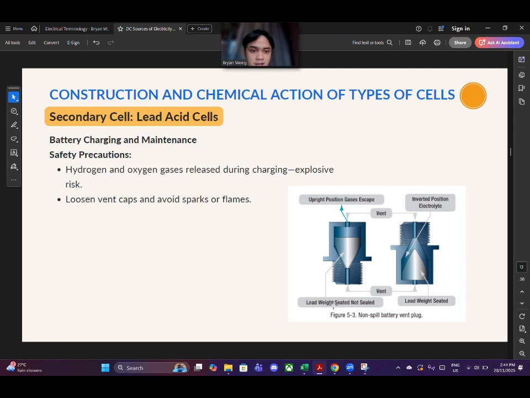Based on this diagram, it shows a non-spill battery vent plug. This is the vent. This shows the lead weight not seated, and this shows the lead weight seated already. This is in upright position so that the gas can escape. So basically this is the vent. We loosen the vent cap so that we can avoid sparks or flames.